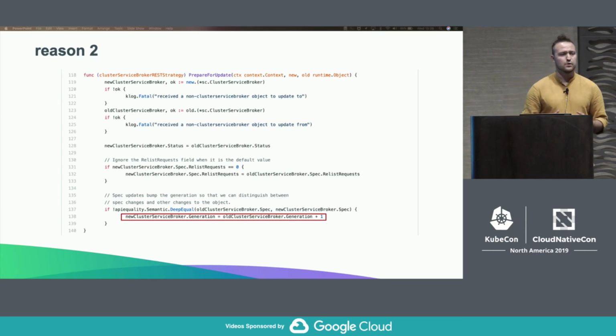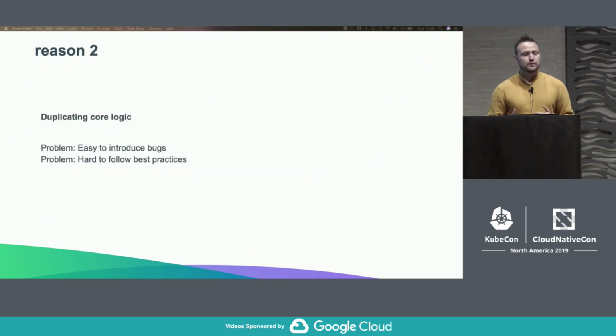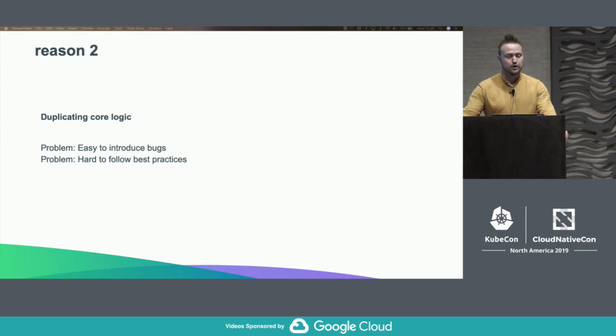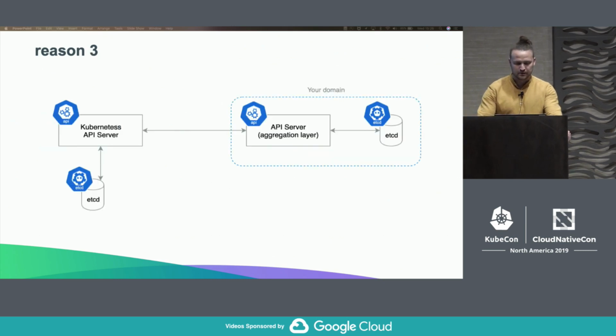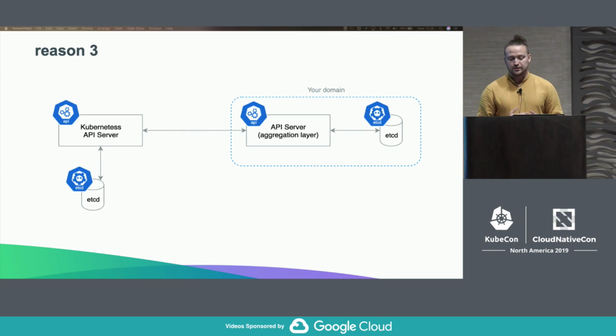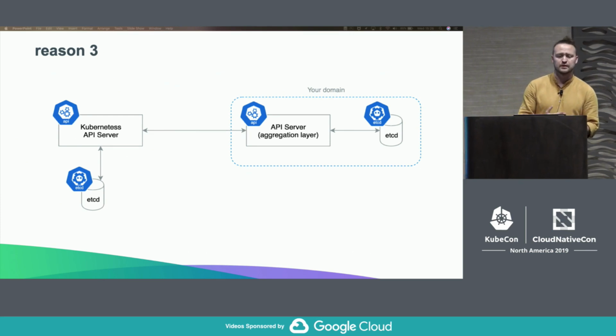Second thing is that if you own the whole API logic, then you also own some core concepts, like incrementing the generation field. Simply, you duplicate core logic, which leads to some bugs, and it's hard to follow best practices. The last thing that I want to talk about is that in this approach, you need to have an etcd connection. So you need to have your etcd cluster and maintain backups, upgrades, and so on and so forth.